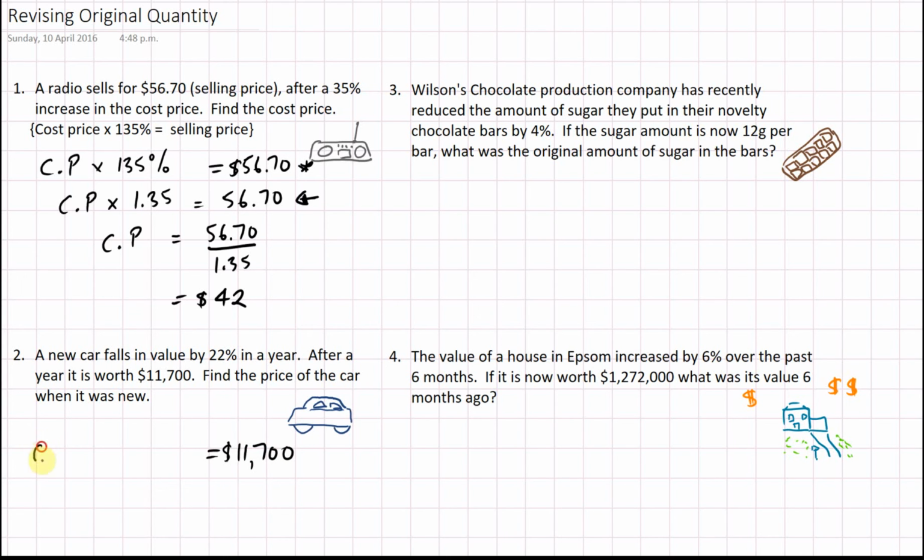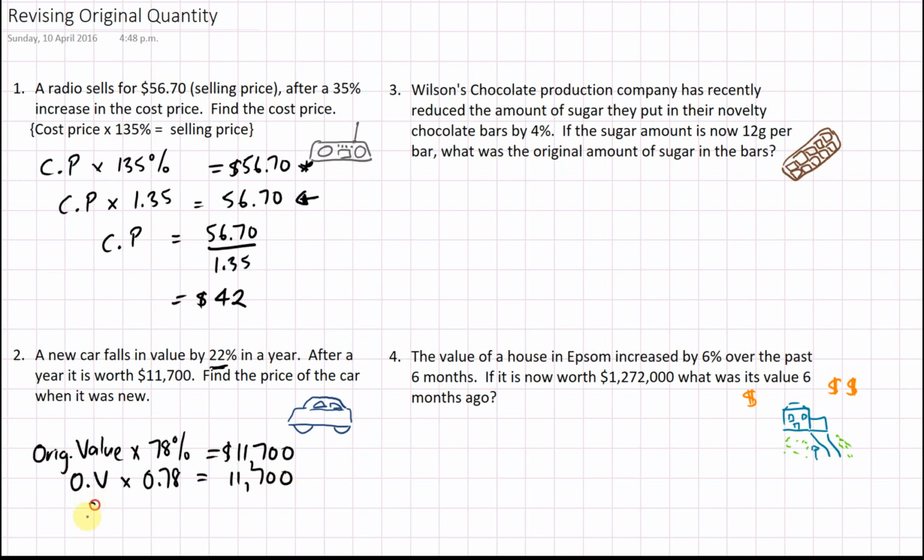Okay, if we just say original value, so it had a decrease in a percentage by 22%. So 100% minus 22% gives us 78%. So it's decreased in value. So we want to find 78% of the original value. That gives us 11,700. So our original value times 78%, which is 0.78, is equal to 11,700.